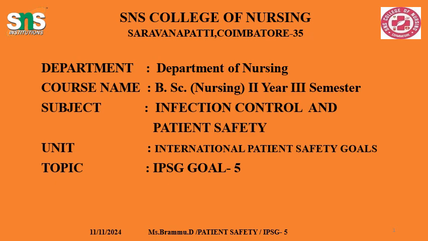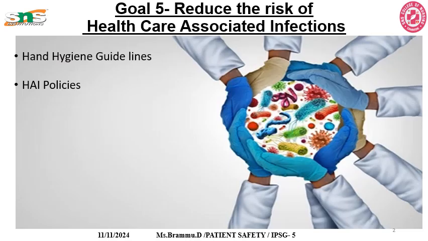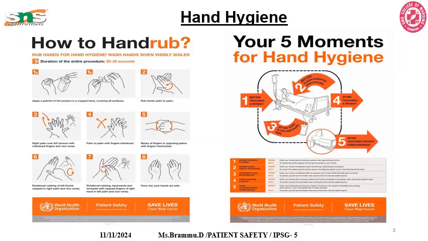Hello everyone. Today we are going to see about the fifth goal of our International Patient Safety Goals, which is reducing the risk of healthcare-associated infection. This will comprise two major things. One is hand hygiene guidelines, the other is the healthcare-associated infection policies.